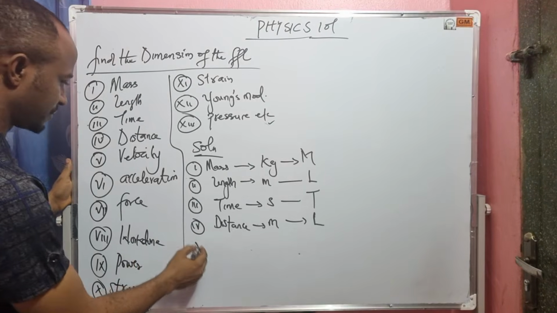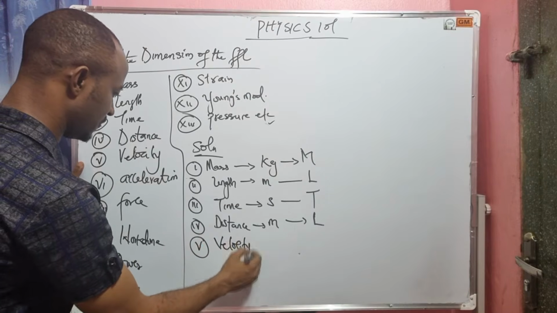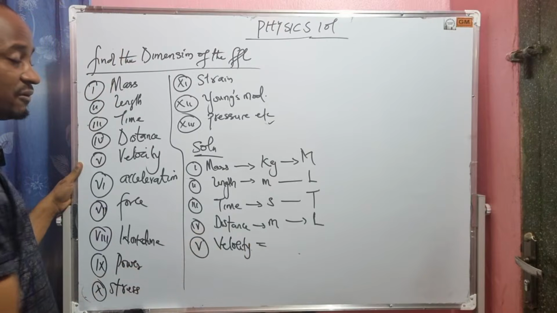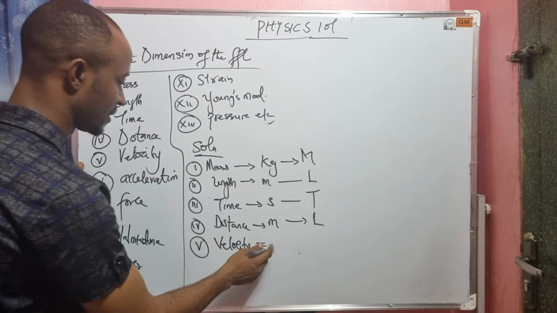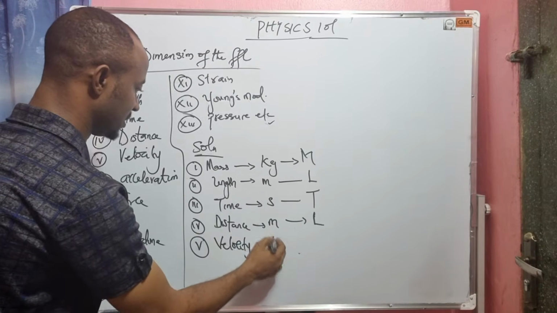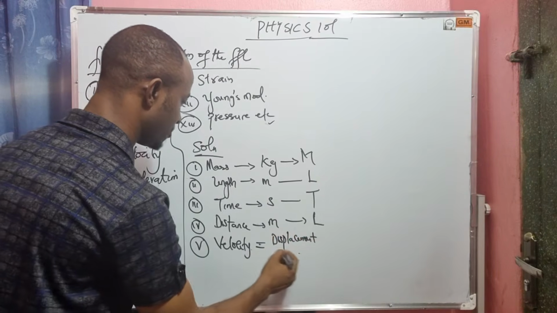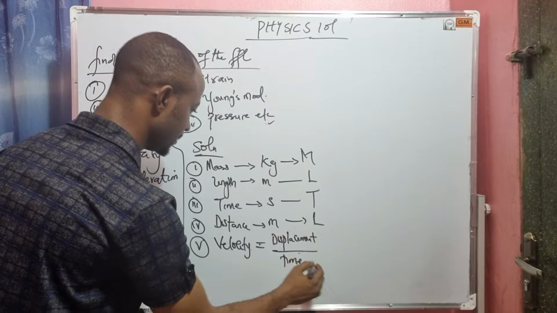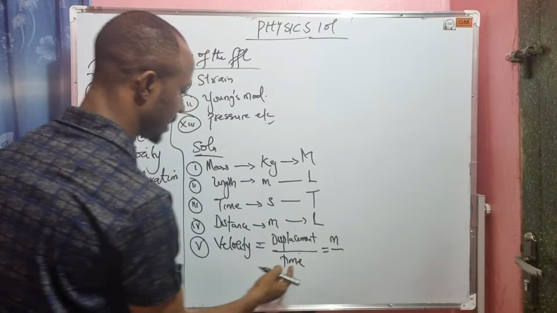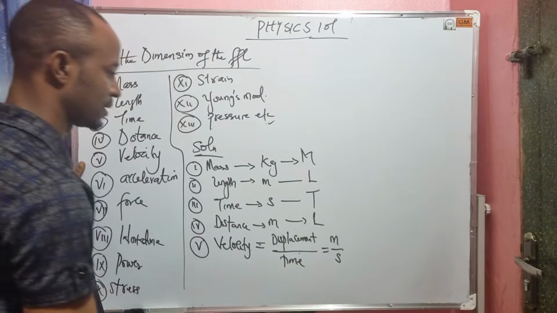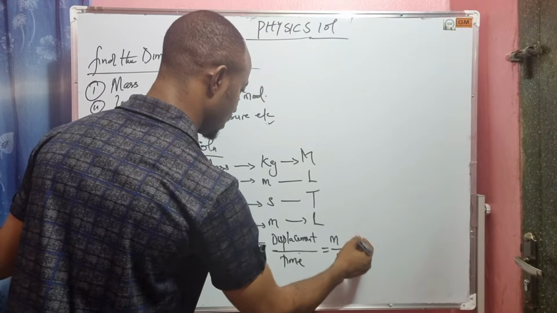Then the next one, number 5, is velocity. From here, we can get the dimension from the units. But because I'm teaching, let me show you how we can also derive this. Velocity is given as displacement over time, right? Displacement we know is in meter. Time we know is in seconds, right? So dimension of velocity becomes what? Becomes capital letter L.